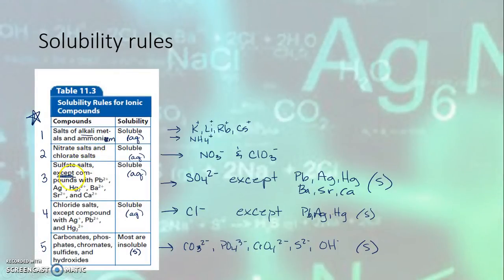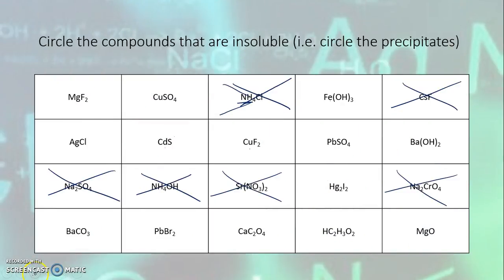Sulfate salts. If it's a sulfate, it's going to be aqueous, unless it has the 3 horsemen, which are barium, strontium, or calcium. What was it? Barium, strontium, calcium, lead, silver, mercury. Is it one of those? Nope, it's going to dissolve. Okay, see how I did that?